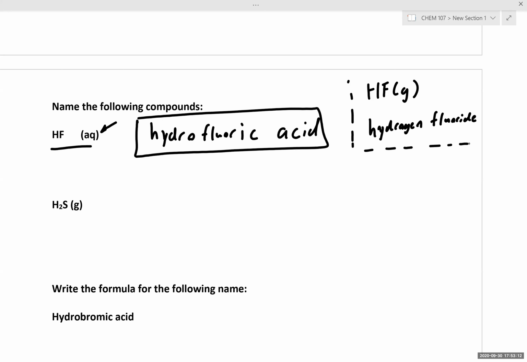Any other questions? So let's now work on naming the following compound, and let's spend about 1.5 to 2 minutes naming the following compound. And remember, you don't have to put a prefix for the number of hydrogen atoms because this is a binary acid.